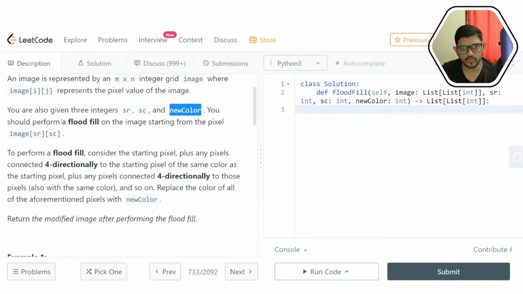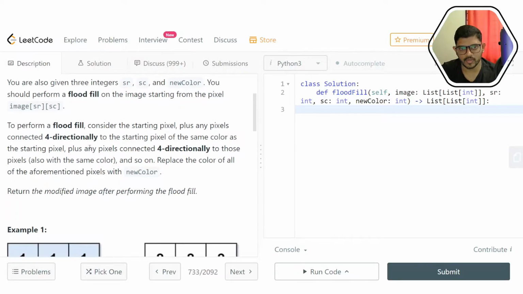Now we are supposed to perform a flood fill. I'll explain what it means. On the given image, which is basically a matrix, we have to perform the flood fill starting from the given pixel. We have to start at the pixel SR, SC. For example, if SR is 3 and SC is 5, then we start the flood fill process at that particular cell 3, 5.